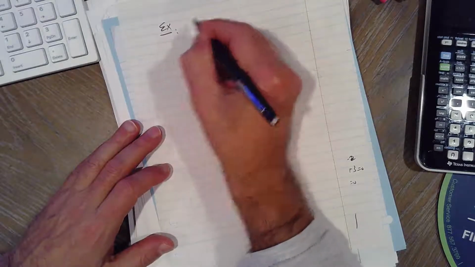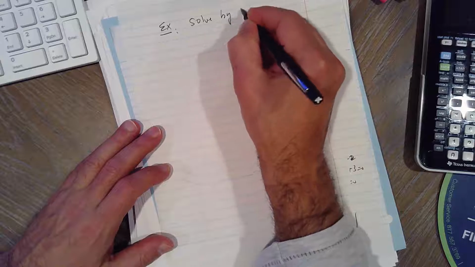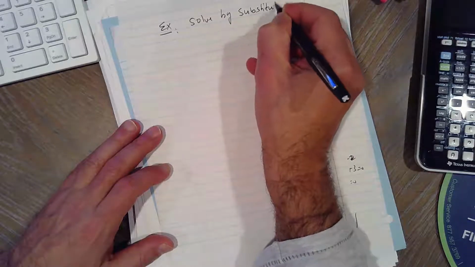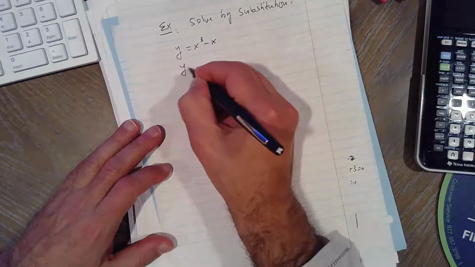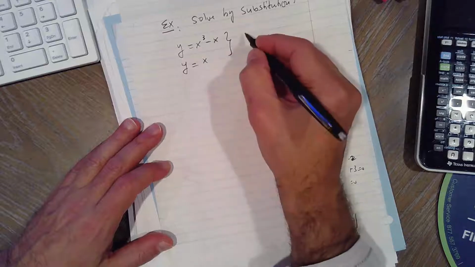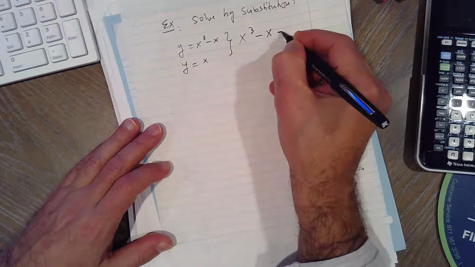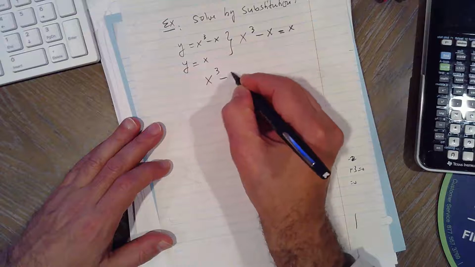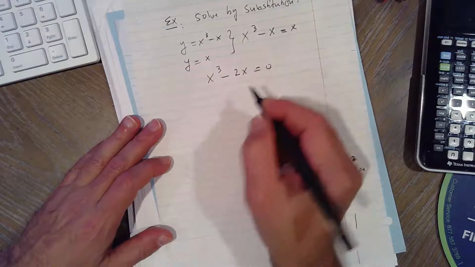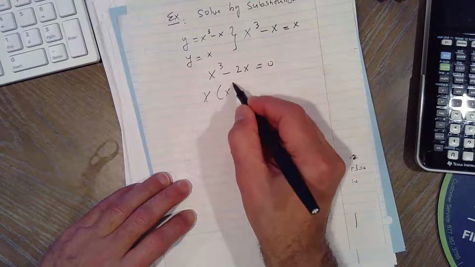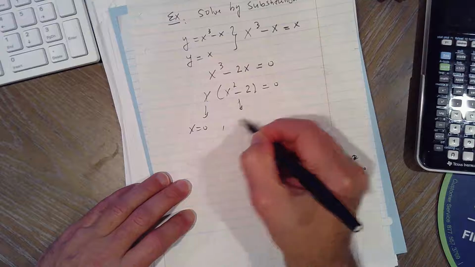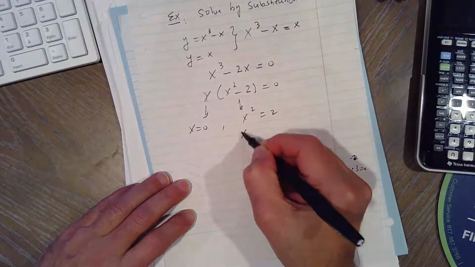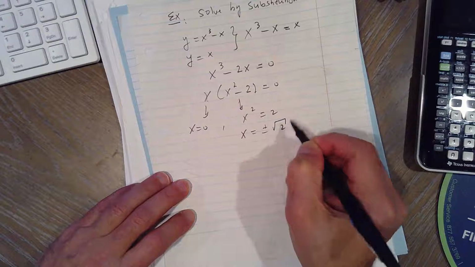Solve by substitution. Y equals x cubed minus x, and y equals x. So if you make them equal, x cubed minus x equals x, so x cubed minus 2x equals 0, x times x squared minus 2 equals 0, so x equals 0, x squared equals 2, x equals plus or minus root 2.